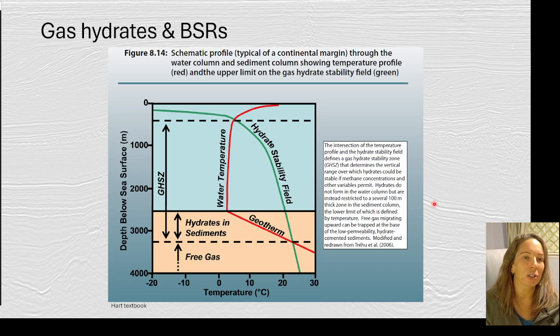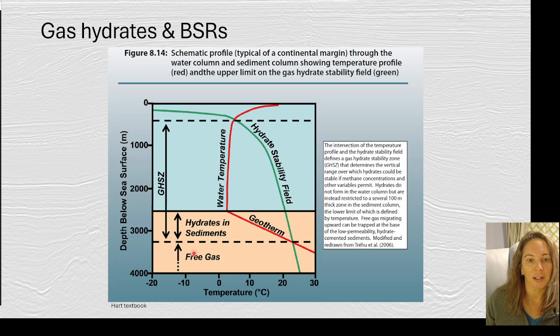Another interesting feature that we can see a lot of times, and I like to talk about in this lecture, are gas hydrates and bottom simulating reflectors. This is an example from the Hart textbook. We get these bottom simulating reflectors because we have gas hydrates in the shallow sediments, like on the continental shelves. And sometimes those can actually collect free gas below them.